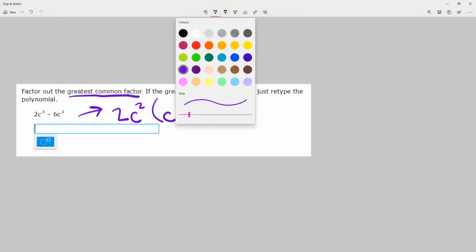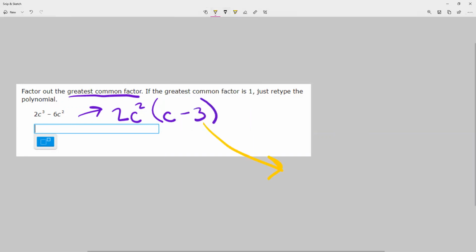So if I wanted to check this, 2C squared, and then C minus 3, I can distribute. 2C to the third, and then 2 times negative 3 is negative 6C squared, which is what I started with. So this is my answer. So it's pretty easy overall to check how it goes with this.